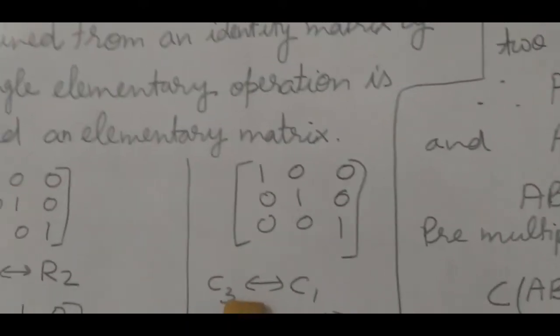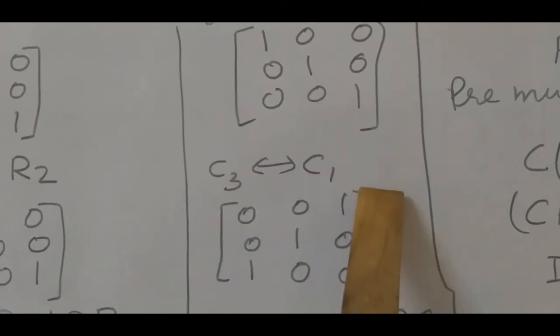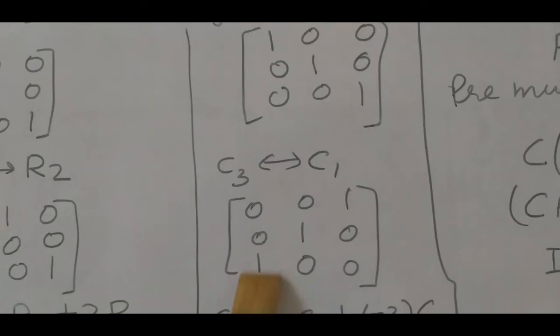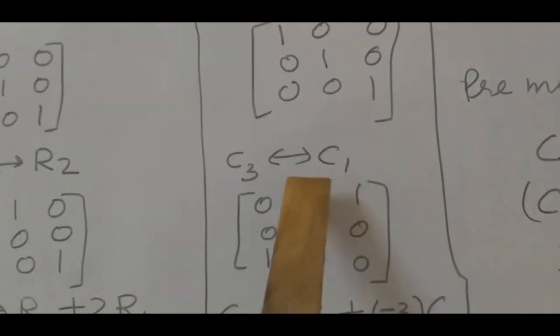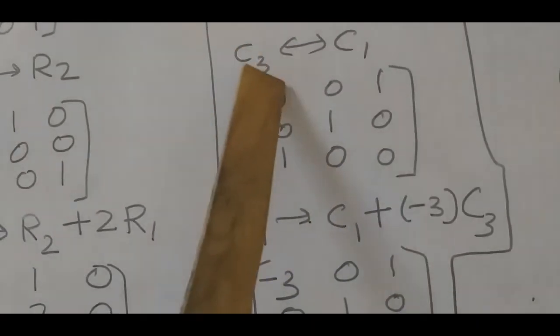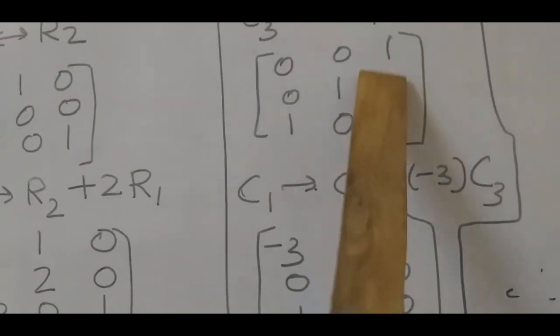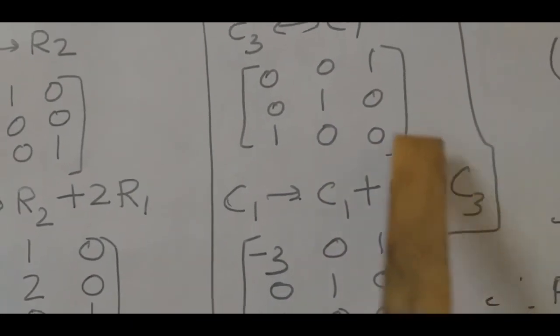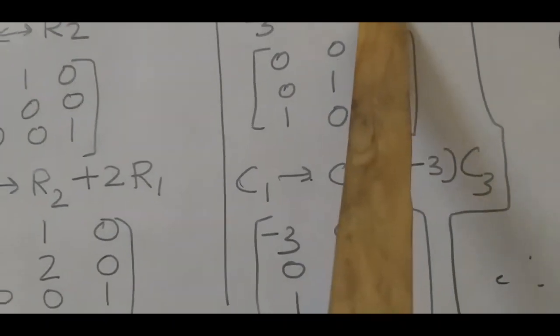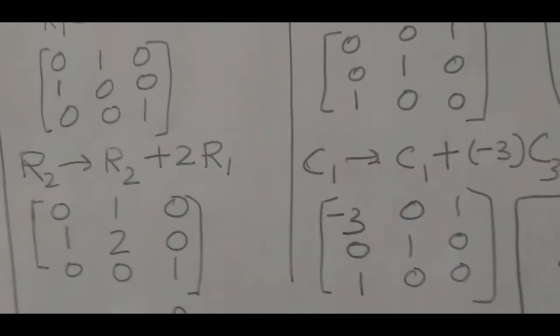Similarly, students, this is also an identity matrix. So here I am going to interchange two columns, C3 with C1. So at the place of C1, C3 is written, and at the place of C3, C1 is written. You can see, students, so this is interchanging. Now I am going to use one more operation. I want to change C1. So that's why I have written C1 tends to C1 plus minus 3 C3, which means I am going to multiply C3 by minus 3. Then I am going to add it in C1. Correct? So let us check the value of C1.